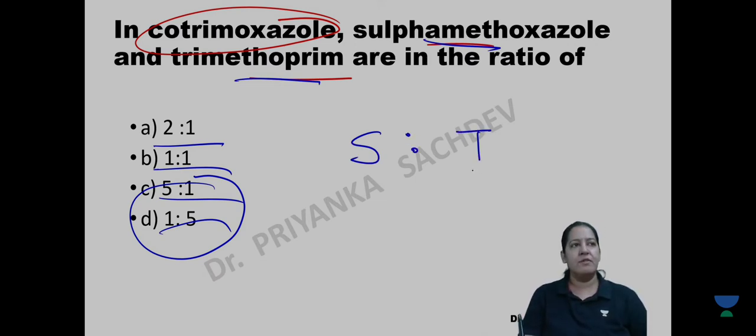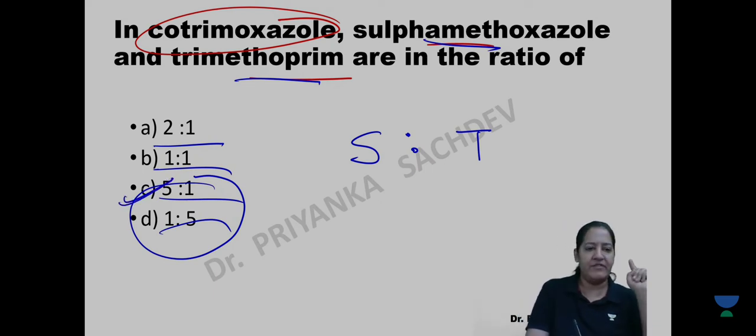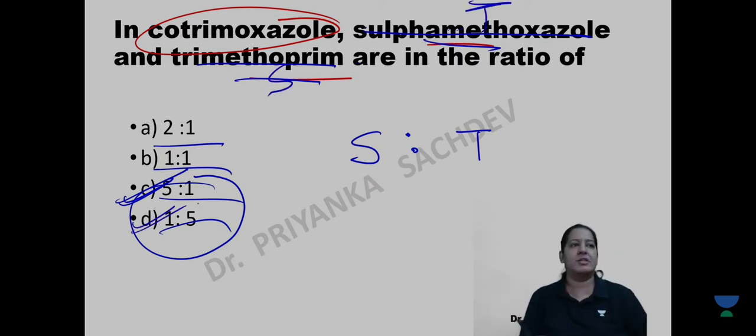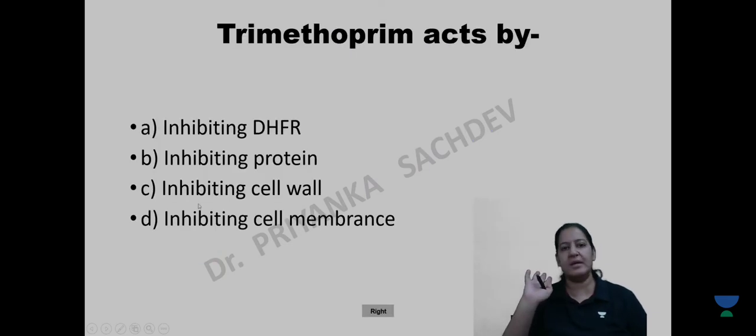What is the answer now? Yes, Kishore, Amar, absolutely right. The answer is C. It is 5 is to 1. So if I change the sequence, trimethoprim and sulfamethoxazole instead of sulfamethoxazole and trimethoprim, the answer will become 1 is to 5. You got my point? So it depends on the sequence in which I am asking. The correct answer here is C.